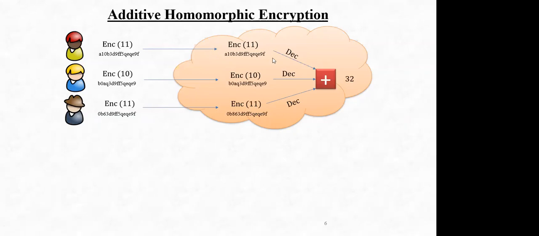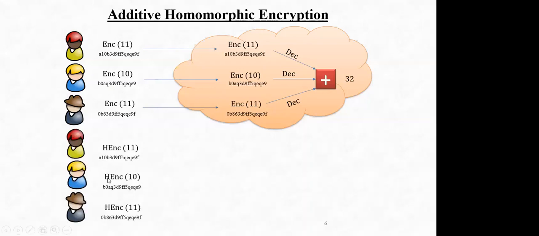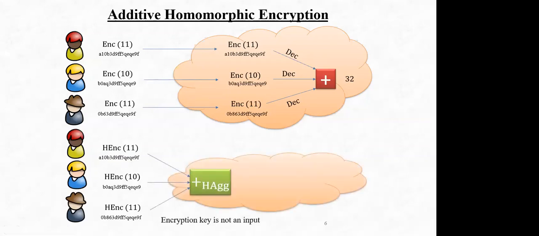But this is quite impractical because you are performing decryption many times. Decryption is quite a costly procedure. So this is the reason why homomorphic encryption comes into the picture. Now you will homomorphically encrypt all of these three values, 11, 10, 11, and homomorphically aggregate, that means just multiply all of these three values, and one single decryption is required in order to get the result as 32.